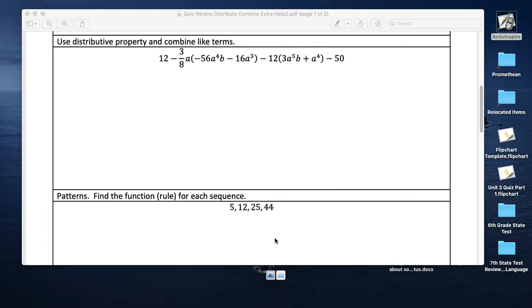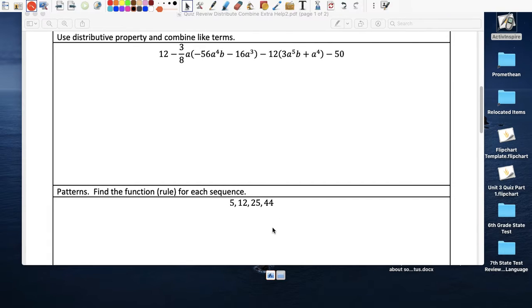Again, this one, combine, distributive property, all that stuff. So first of all, we have the distributive property. Distributive property is going to happen twice here. It's going to happen here. So the 12 here does absolutely nothing. And let's multiply 3/8 a times negative 56a⁴b. Negative times a negative is a positive. 3/8 times 56. Well, 56 divided by 8 is 7. And 7 times 3 is 21.